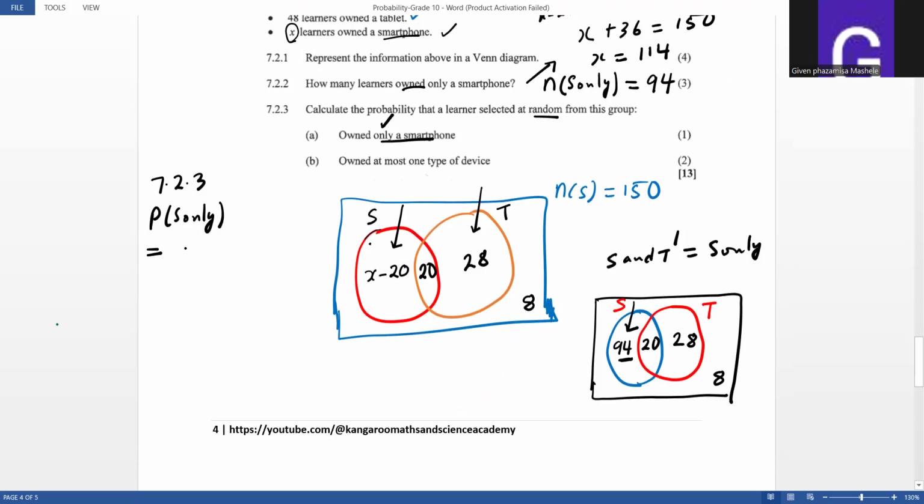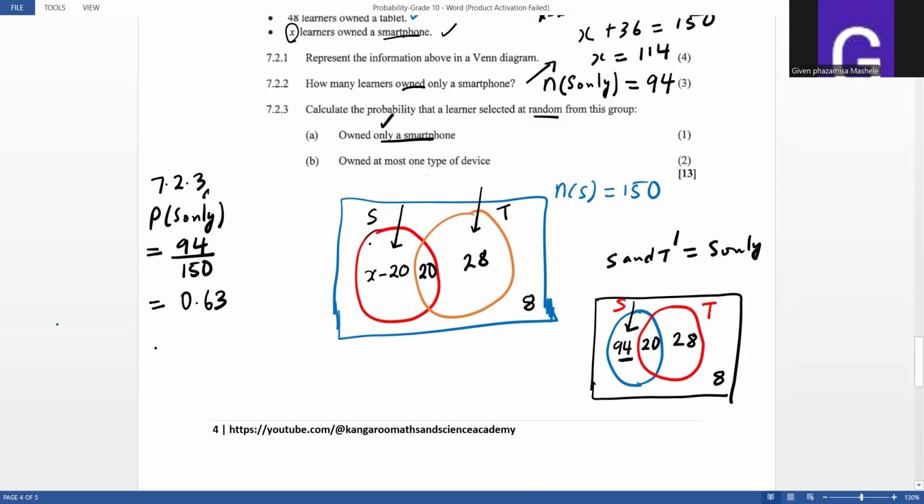So it will be 94 as the number of favorable outcomes, divided by the sample size, which will be 150. So it's 94 divided by 150. We can write it in decimal. 94 divided by 150 will give us 0.63. So this is number A.